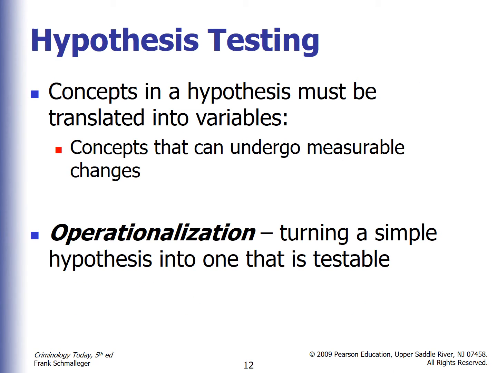Hypothesis testing. So we have concepts, and a hypothesis must be translated into variables: concepts that can undergo measurable changes. That's what a variable is. Keep this definition in mind: a variable is a concept that can undergo measurable changes. So it might be sales of ice cream versus arrests, and we could look at that data. And operationalization is when we restate our hypothesis using words that make it testable. In other words, putting the numbers into the hypothesis so that we can see if we can actually test it.